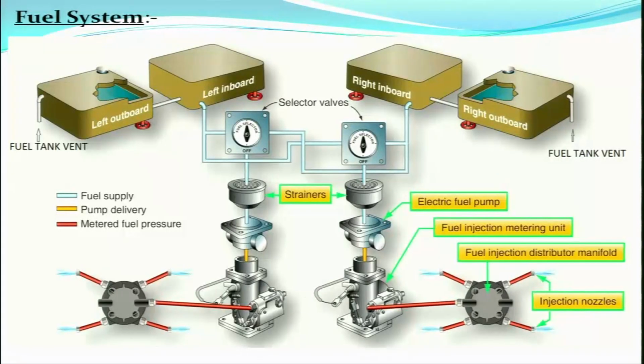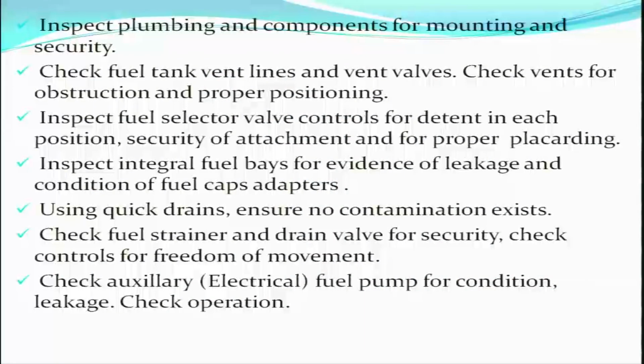So next is the fuel system. You can see in the figure this is a basic fuel system diagram shown. From the fuel tanks, the fuel is coming to the filters, then to the fuel pump. From the fuel pump it is coming to the fuel air control unit or the metering unit. From the fuel metering unit it is going to the distribution manifold and then to the injector nozzles. So this is just to brush up the fuel system.